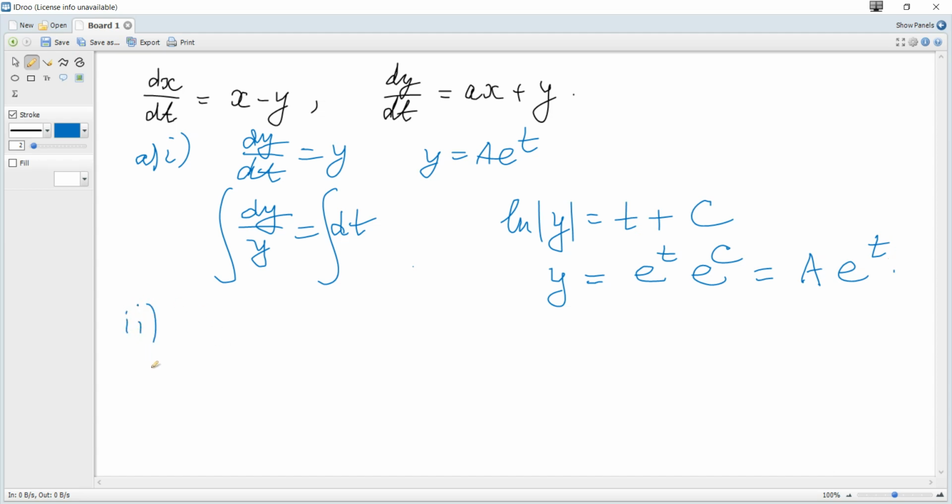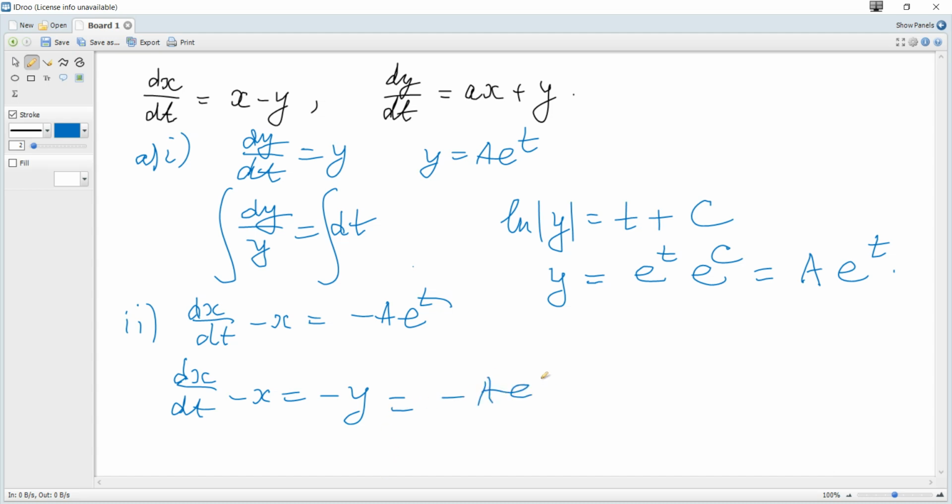Next, 1 mark. Show that dx/dt − x = −A e^t. From this we can see that dx/dt − x is −y, and y is this, so it becomes −A e^t, as required.